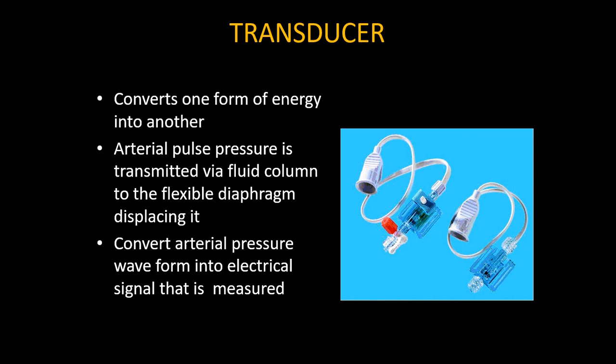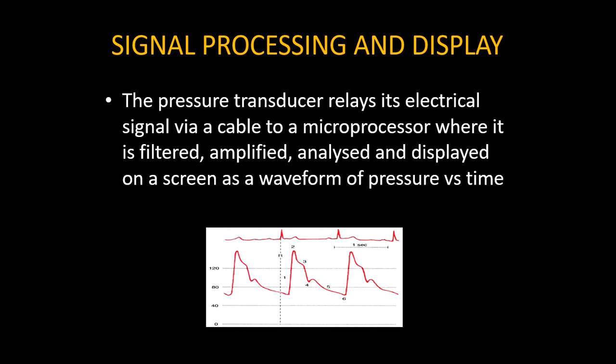So what is a transducer? A common question asked in exam vivas many times. The transducer is equipment which converts one form of energy to another. So arterial pulse pressure is transmitted via a fluid filled column to a flexible diaphragm, which is displaced with each beat, and this converts the arterial pressure wave into the electrical signal that is measured. So this transducer is converting mechanical energy into electrical energy.